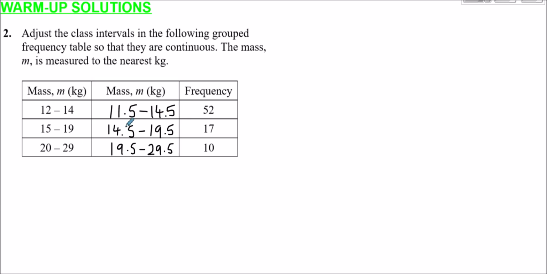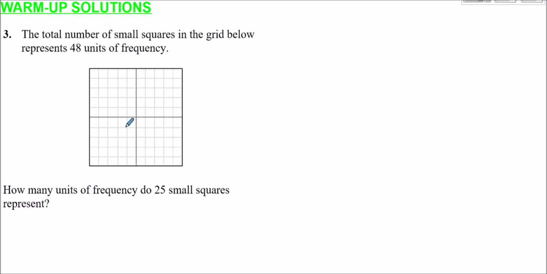Question 3 next. So question 3, we've got here a histogram type of question. We're told the total number of small squares in this grid below represents 48 units of frequency. We're now asked how many units of frequency do 25 small squares represent? Well, this whole thing here, that's 48 units of frequency.